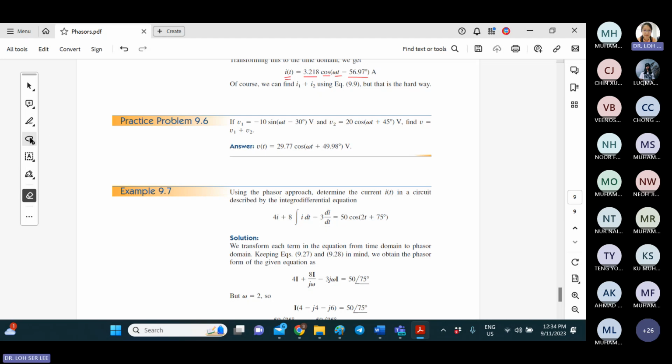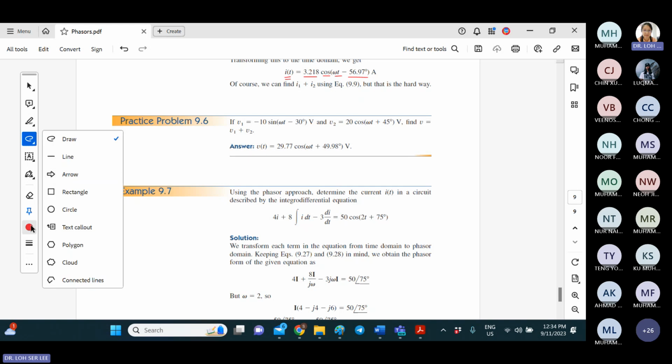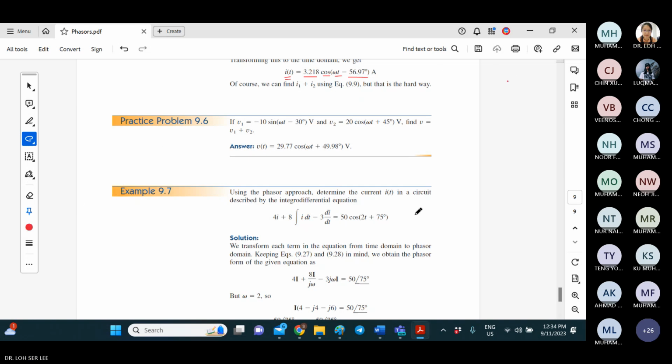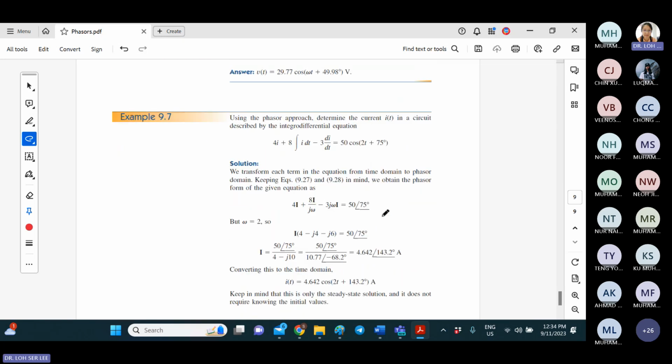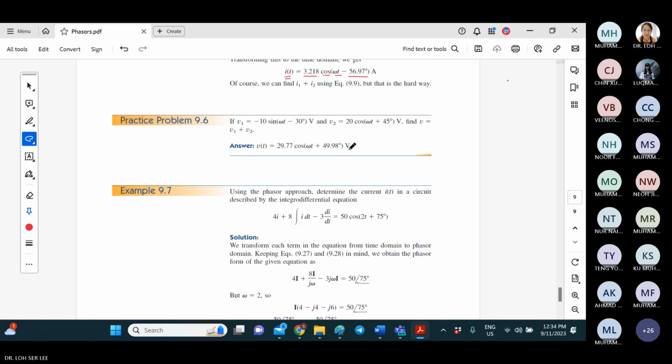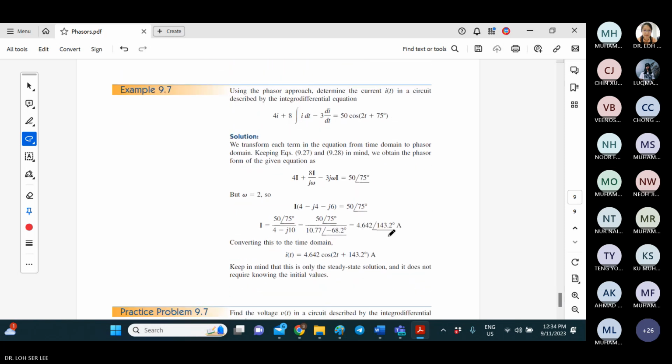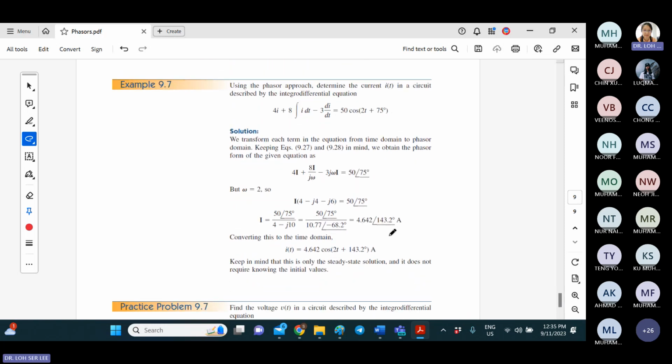Next, we look at the application question. This one, have you done the exercise just now? Yeah. Okay, next one. Use the phasor approach. Determine the current I in the circuit described by the integral differential equation. You are given this equation.